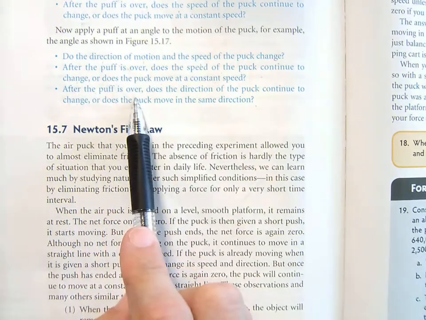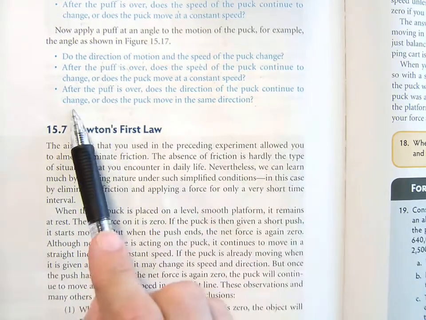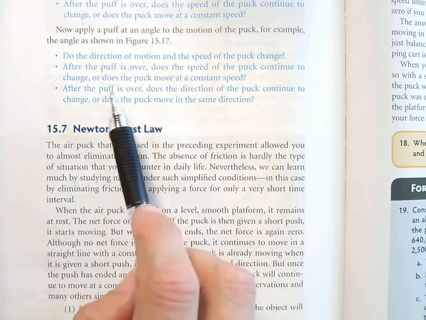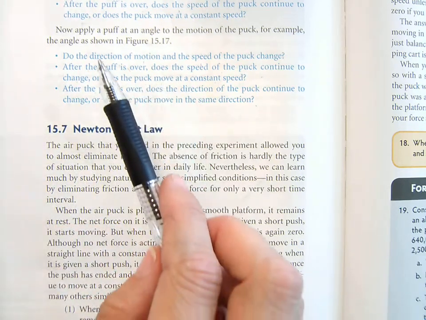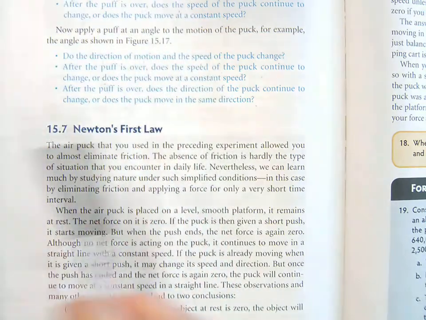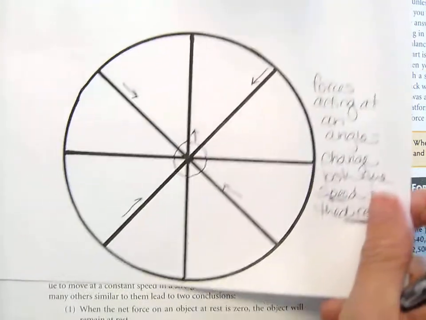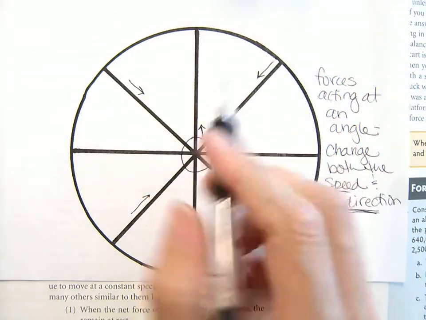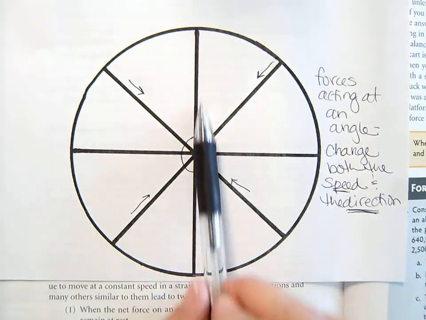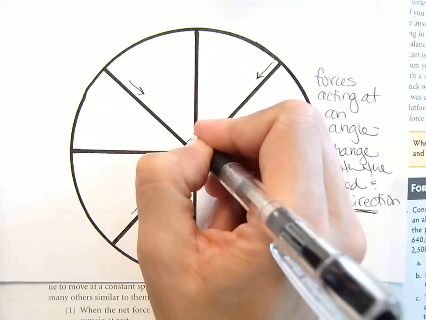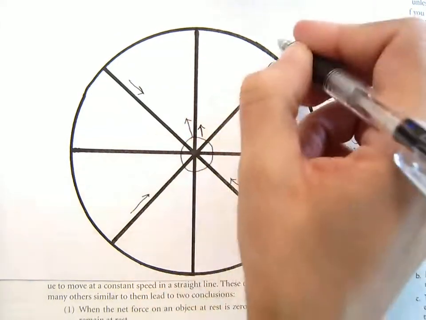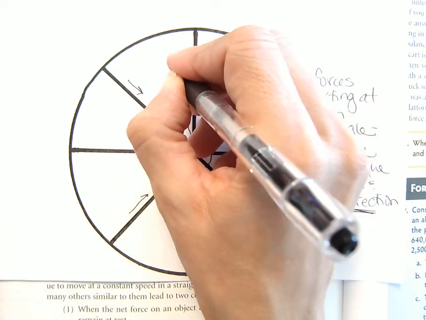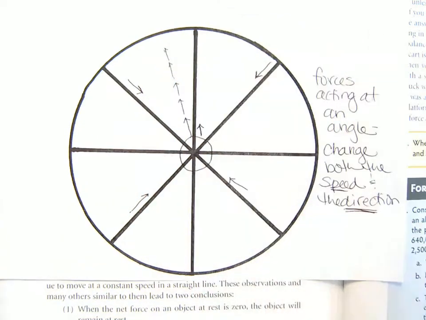And then it says after the puff is over, does the direction continue to change? No, the direction will change based on that puff of air. And then as soon as the puff is over, now it's going to move in a straight line at that point going forward. So if this puff of air hits the puck going this way, let's just say it kind of curves and goes this way. Once that puff is over, now it'll continue on in a straight line like that. So it won't continue to change direction.